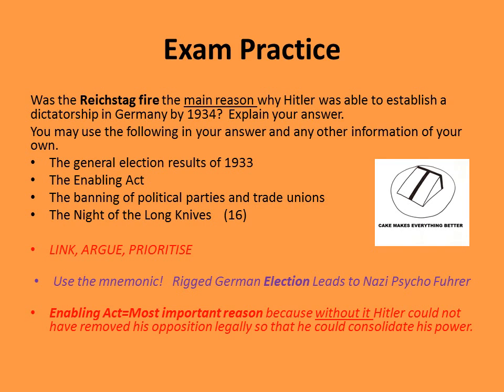Which one is the most important event or reason, and why is it more important than any of the other ones? So if you look at the question itself, it is essentially asking, was this reason the main reason why Hitler was able to establish a dictatorship in Germany by 1934? So it's really asking you, out of your mnemonic, out of rigged German election leads to Nazi psycho Fuhrer, out of all of those events that happened between 1933 and 1934, which one is the most important event that enables Hitler to become ultimate controller, the Fuhrer, the dictator?